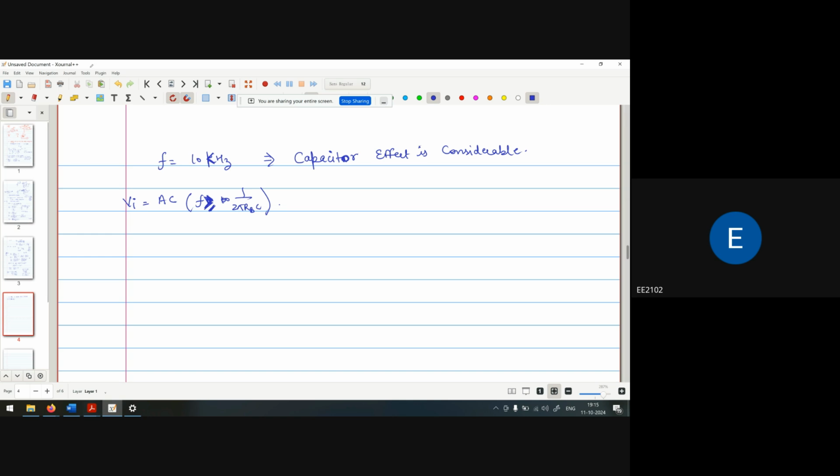Now the second thing that arises is, what is the maximum value of the capacitor? Maximum value of the capacitor. So again I am taking the same circuit.